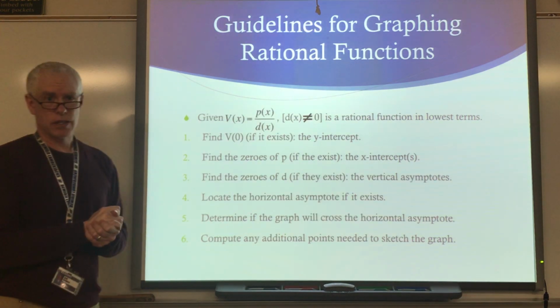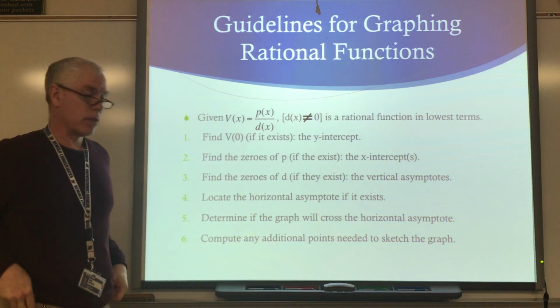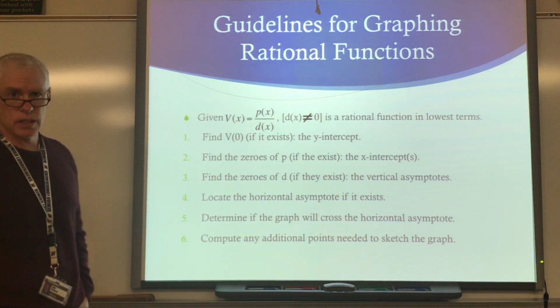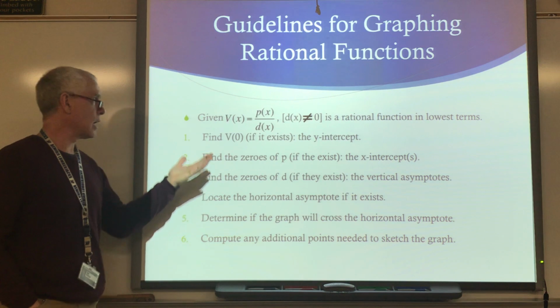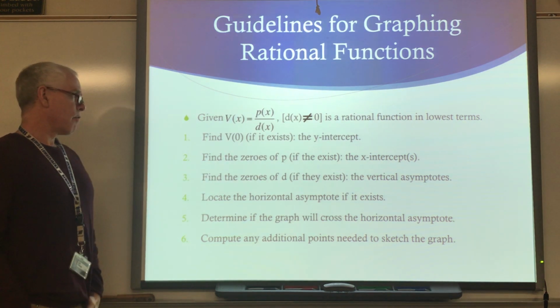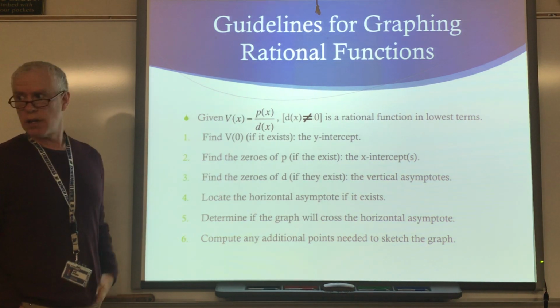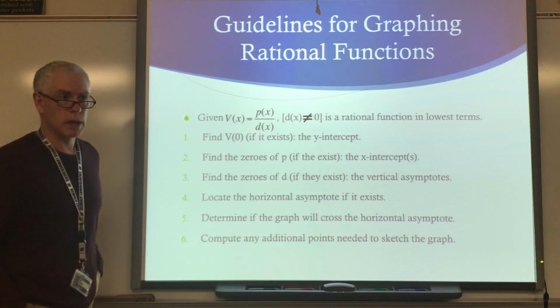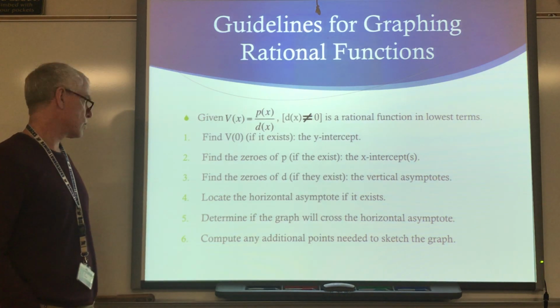Guidelines for graphing rational functions. So if I ask you to graph this whole thing, we've already seen a couple of them on the calculator, what they look like. Here's the steps that I would apply. So find v of 0, which is your y-intercept. In other words, just put a 0 in. See what you get. Put the dot on the y-axis where that occurs.